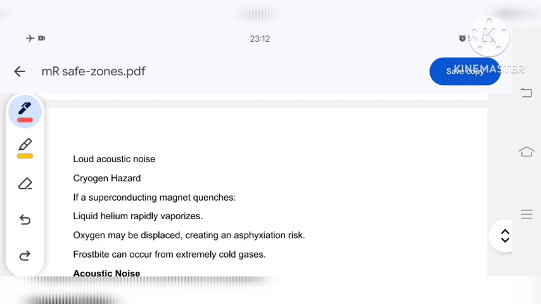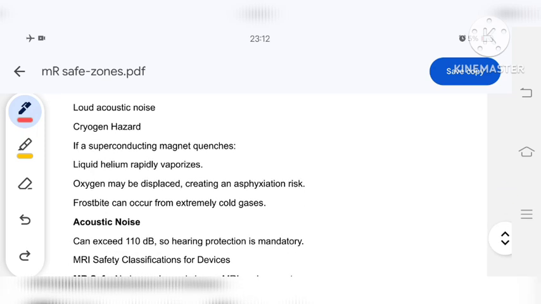Cryogen hazard. If a superconducting magnet quenches, liquid helium rapidly vaporizes and oxygen may be displaced, creating an asphyxiation risk. Frostbite can occur from extremely cold gases.